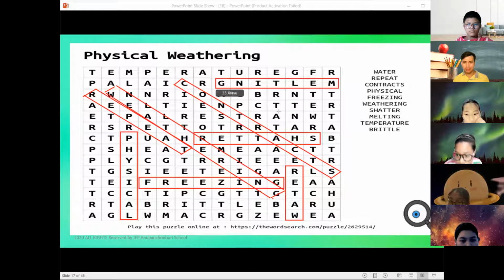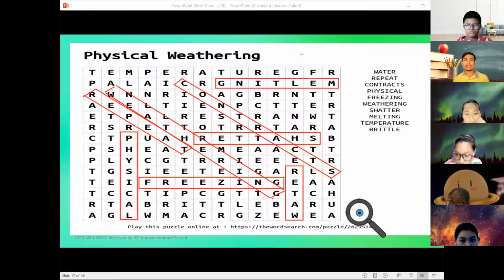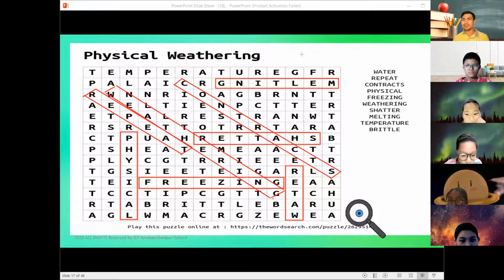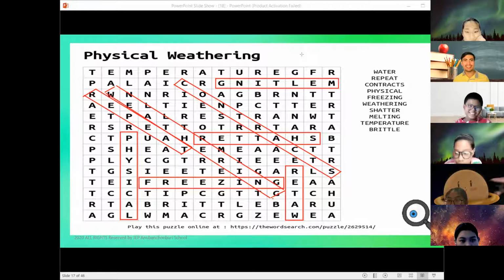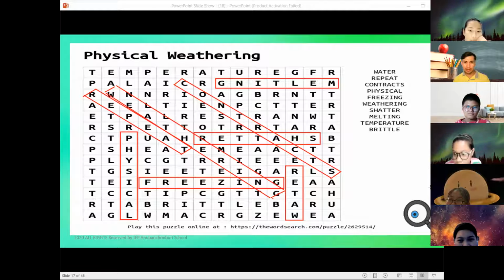Okay, melting. Done. All right. So the easiest one, temperature. Who wants to find temperature? Okay. Temperature is very easy, right? Who can find?